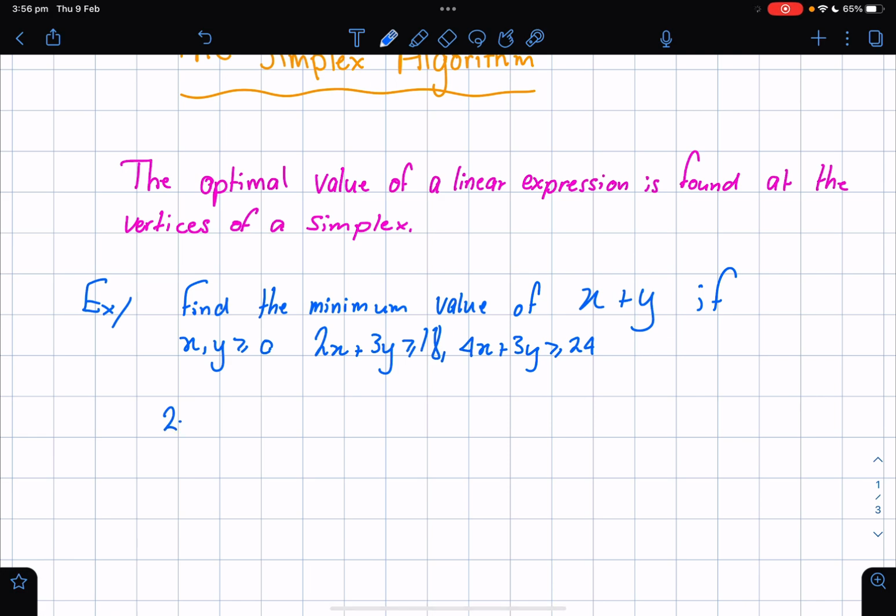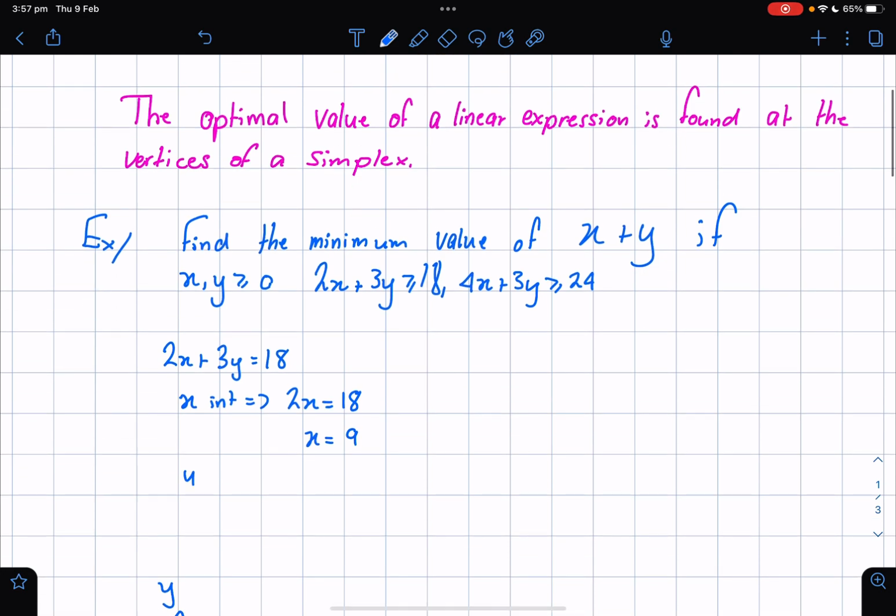So for this first one, 2x plus 3y is equal to 18. What we need to do is find our x-intercept, so that's when y equals 0. So when y is 0, that means 2x is equal to 18 and x is equal to 9. My y-intercept is when x is equal to 0, so 3y is equal to 18, so that means y is equal to 6. All right, so we've got our 2 points that we can now graph that equation with.